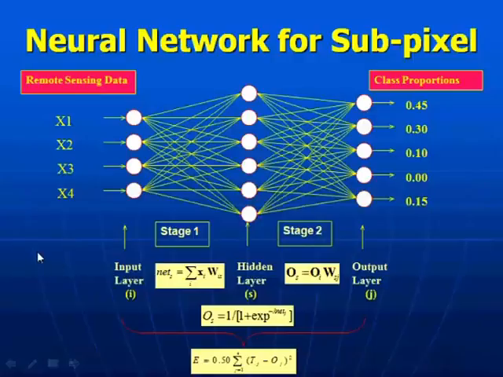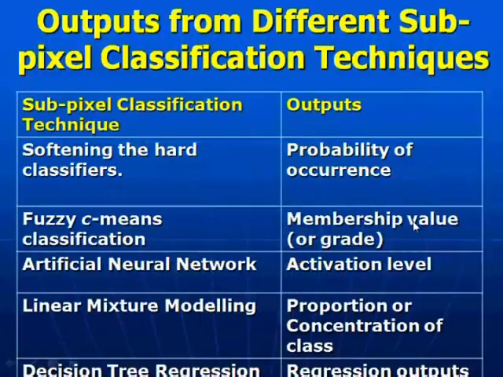I can also use a neural network for producing subpixel classification. Earlier, when I used a neural network for per pixel classification, you might have noticed that at the output the values were 1, 0, 0, 0 and 0. That was a per pixel classification, meaning the pixel belonged to class 1. Now if I map those activation levels and scale them from 0 to 1, then those activation values will represent the class proportions.